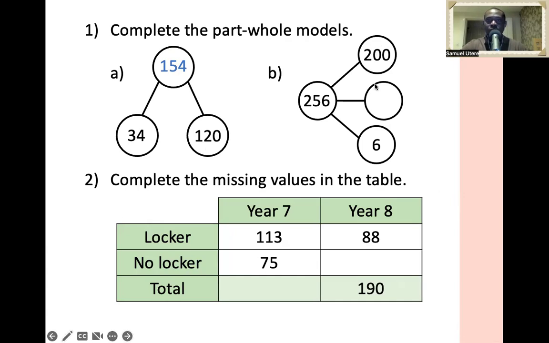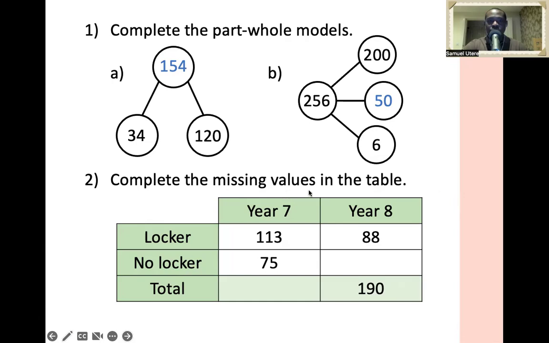Here we have this part-whole model. Here is 200, there is 6. We know that we need a value here that we should add to 206 so that we can get to 256. That value has to be 50. Another way to find that out is by adding 200 to 6 and then subtracting 206 from 256 so that you can get that value, because all of these add up to give us this.